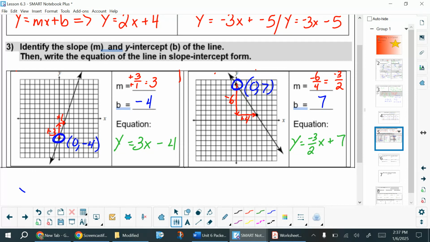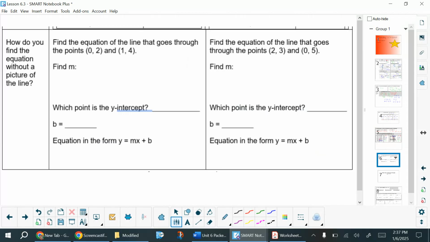So from a graph, we can look at the y-intercept, we can look at the slope, and we can write the equation of a line. And the last thing we're going to ask you to do is to try that without the graph. One of the biggest things that they're going to ask you to notice here is that if I have a point like 0, 2 or 0, 5, that is the y-intercept. Because the x-coordinate is 0, it's telling me where it crosses the y-axis.